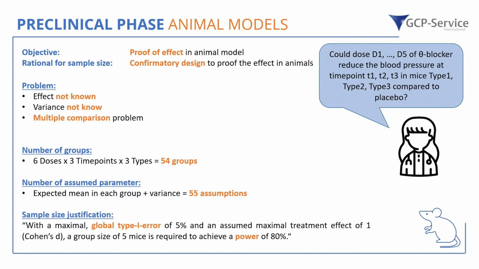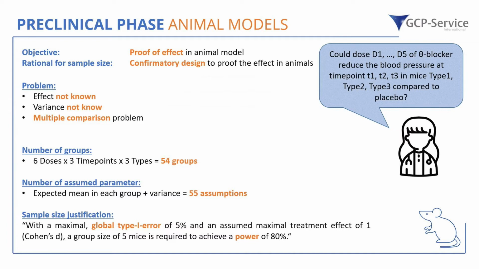And general sample size justification would focus here, as we are in a confirmatory setting, on the type 1 error. And we have here the global type 1 error because we have several tests, so that we want to control the overall type 1 error. And we also have in the sample size calculation a statement regarding the power.